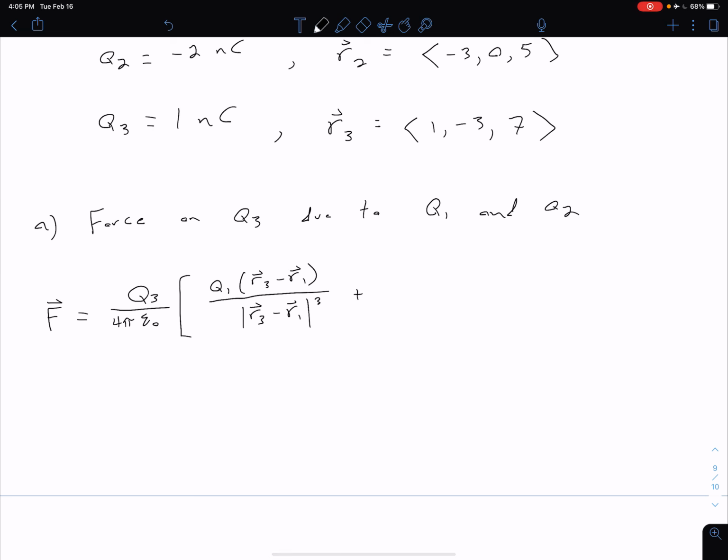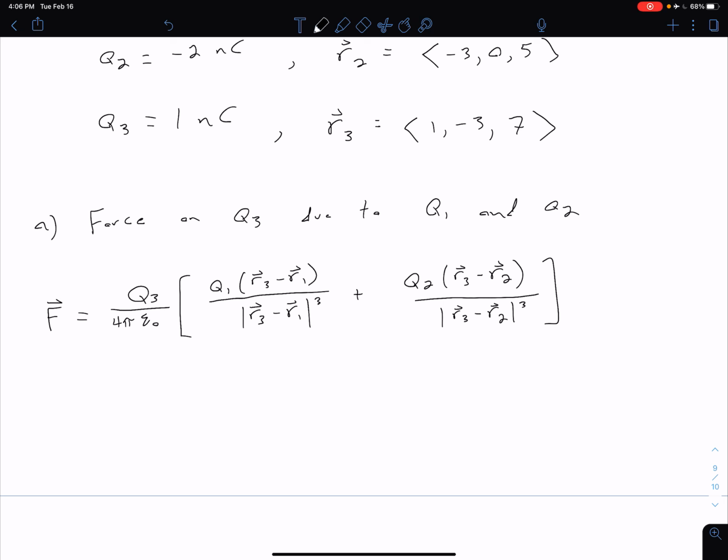Okay, and then our second term is related to our force coming from Q2. So we have the charge Q2 times the position vector of R3 minus R2 divided by the magnitude of that position vector cubed, so R3 minus R2 cubed. So from here, it's just a matter of plugging in the appropriate values.